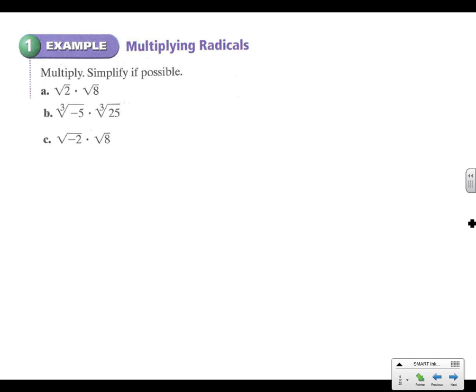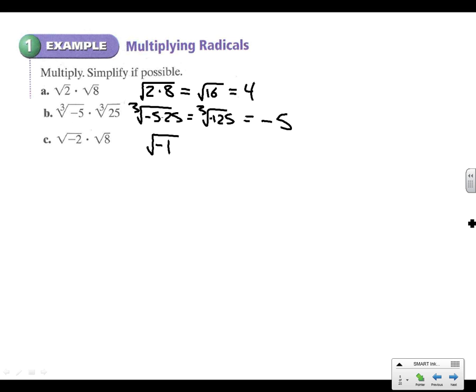So let's try to do that with a couple options here. Examples: the square root of 2 times the square root of 8 is the square root of 2 times 8, which is the square root of 16, which is 4. The cube root of negative 5 times the cube root of 25. We're going to multiply them together, and 5 times 25 is 125 with a negative in front. The cube root of that is negative 5. And let's do the last one here. This is going to be the square root of negative 16. And we can't do that because we can't take the square root and get a real number. Remember, we've already talked about imaginaries, but there's no real solution for C.